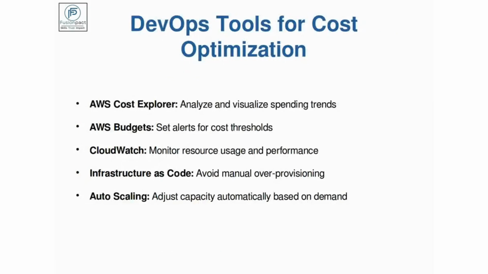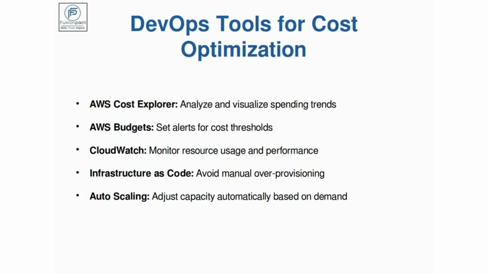So these are the tools which we can use to optimize cost. The first one is AWS Cost Explorer, which will automatically analyze and give us a detailed visual view of our spending, on which resources we are spending.